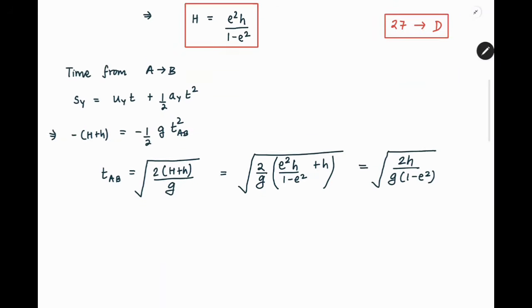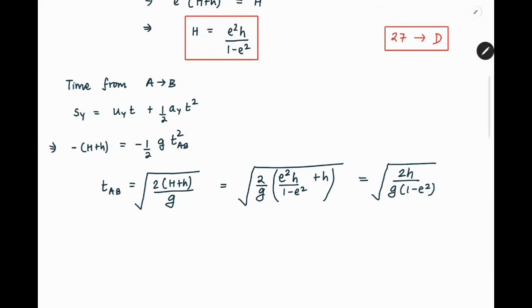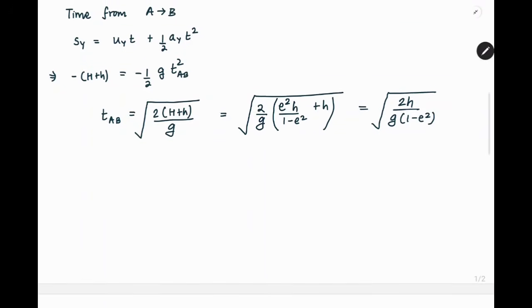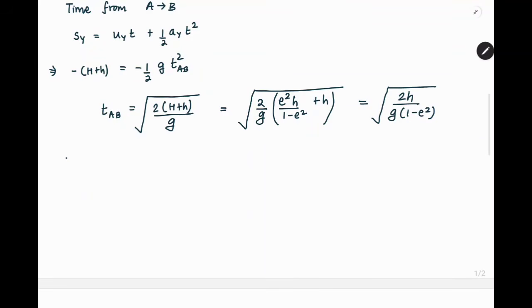As the particle is moving from A to B, what we have done is we have substituted the value of capital H over here from the part which we have already solved above, and the next part is to solve from B to C. So time from B to C.